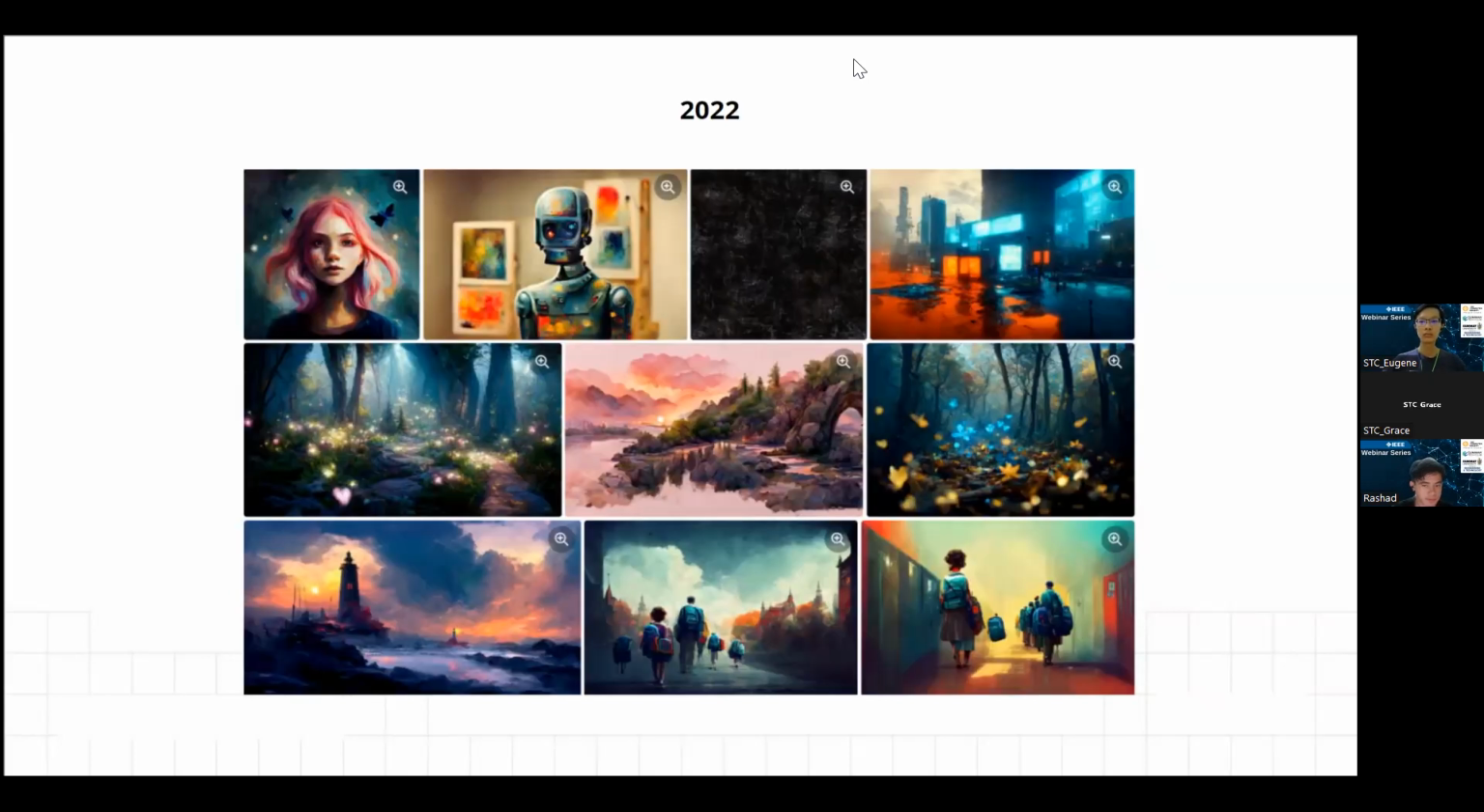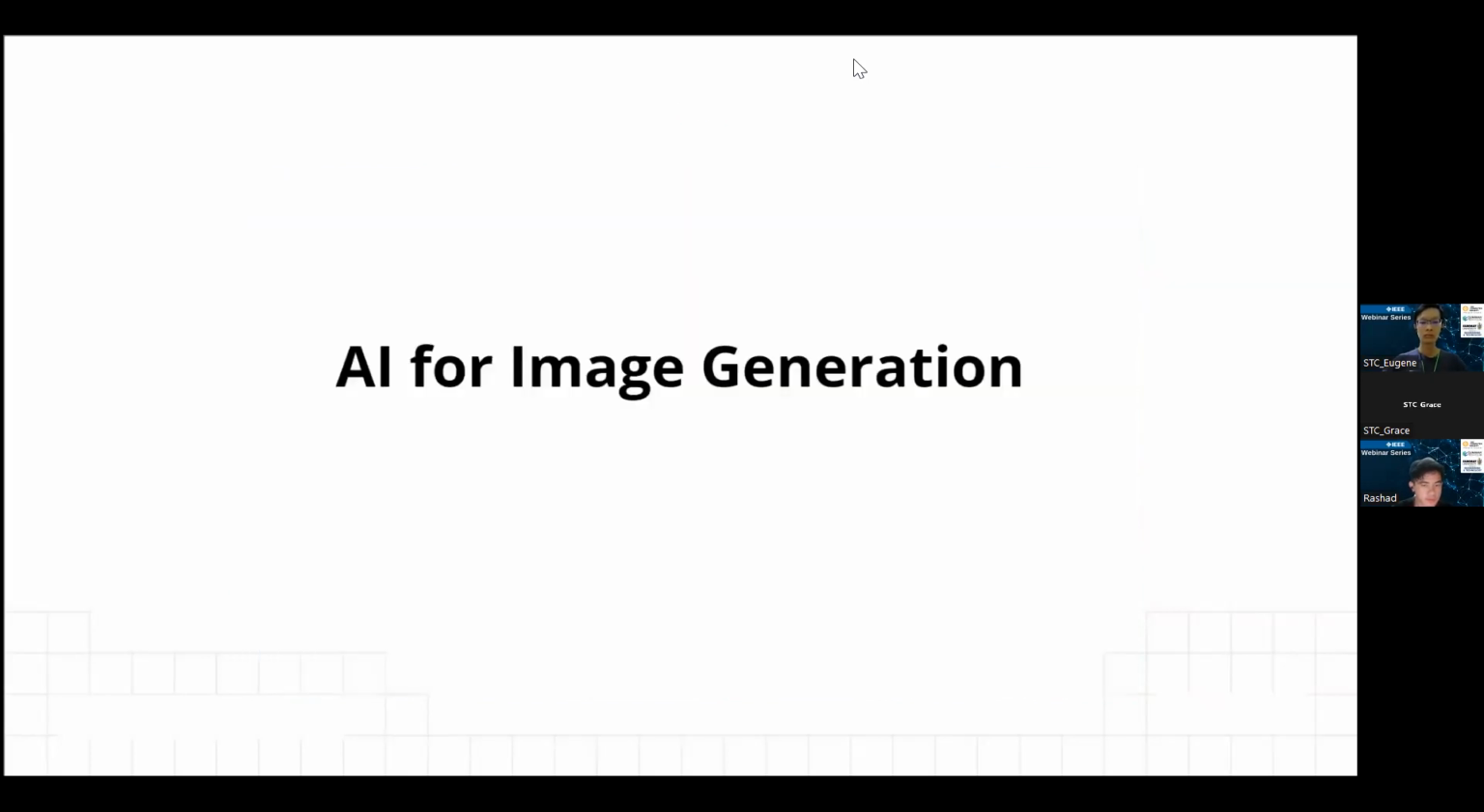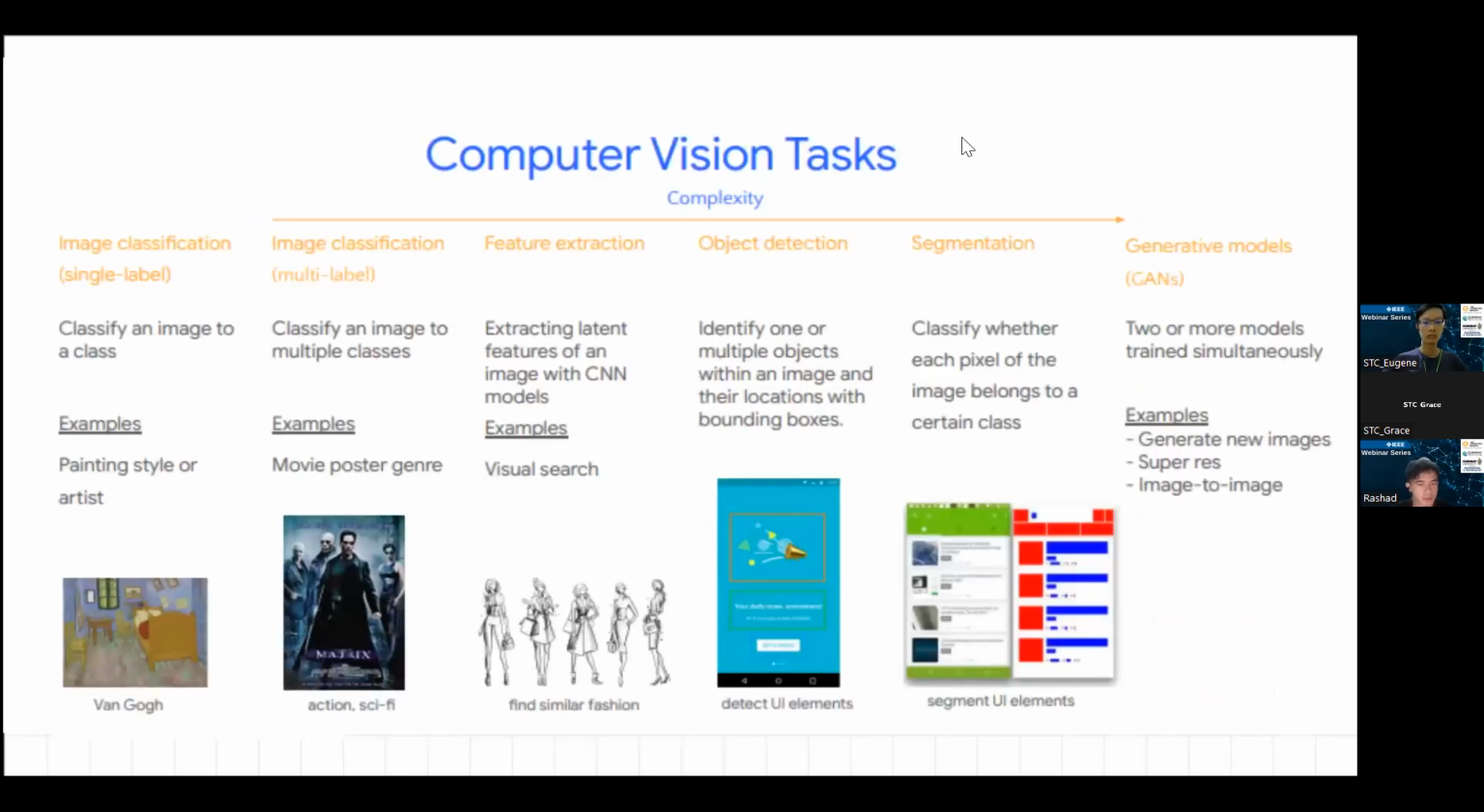And yeah, so first I will talk about using AI for image generation. Then I'll talk about the other applications of AI in fashion and music and so on. So before we go deeper into that, I just want to explain how complex image generation is compared to classification or other computer vision tasks.